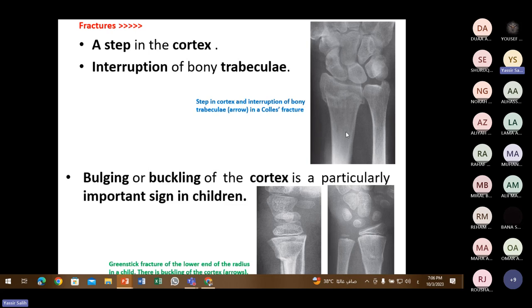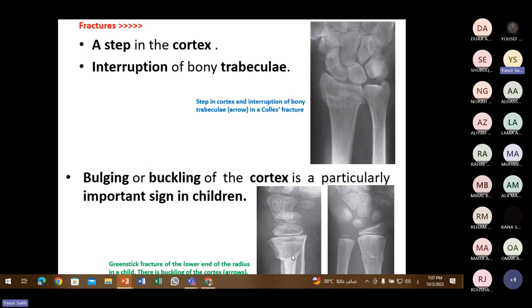Normal trabeculation is normal here, but look to this area. Notice there is an interruption, and this area is not like this in the pattern of trabeculation. Here it is smooth, vertical and horizontal, making a homogeneous network, but here it is not regular. So there is an interruption due to overlapping of two fragments causing this alteration. This is a Colles fracture, inshallah, which will be discussed in one of the next slides.